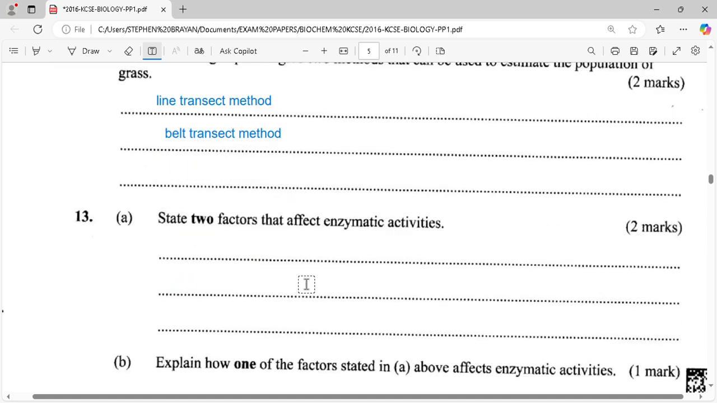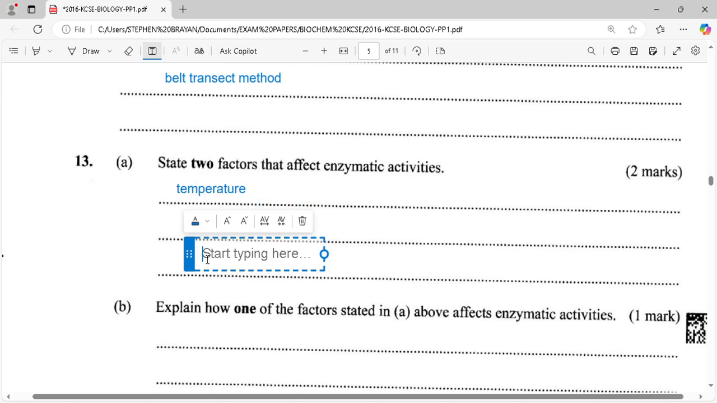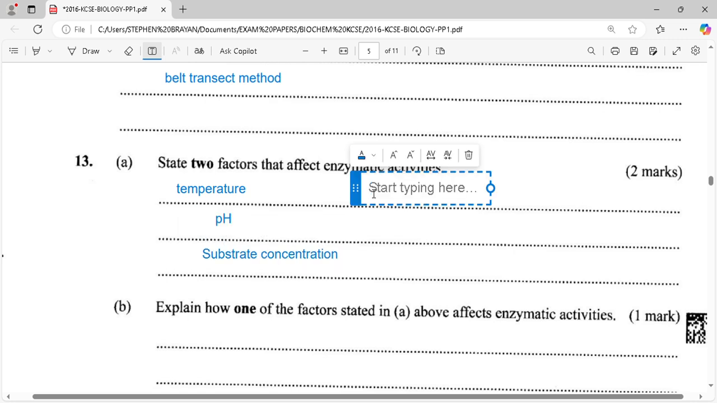Then we go to question 13, where you are asked to state two factors that affect enzymatic reaction. Remember, enzymatic reactions are affected by several factors. I'm going to start by noting those factors. The first factor is temperature. The second factor is pH. The third factor is substrate concentration. The fourth factor is cofactors and coenzymes.